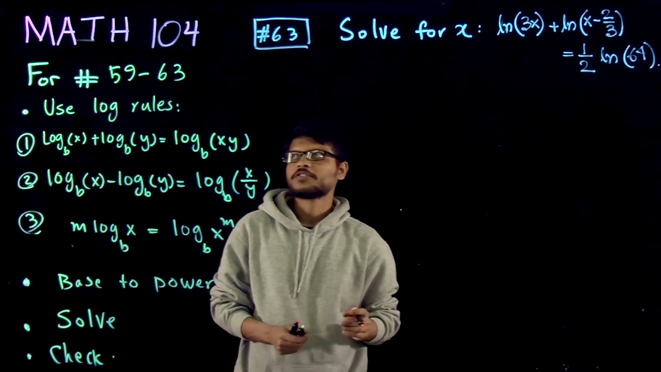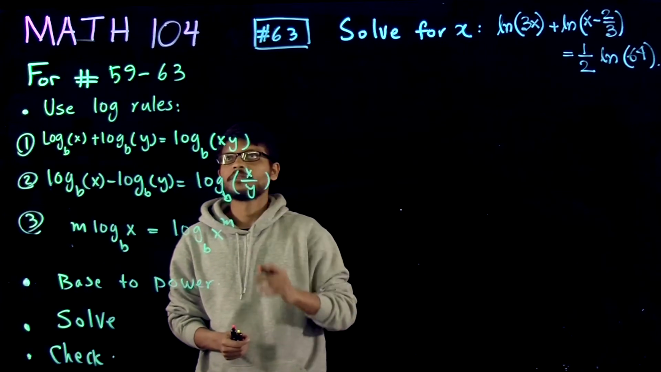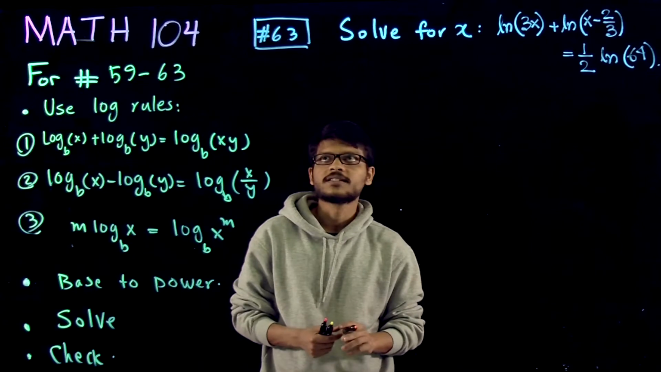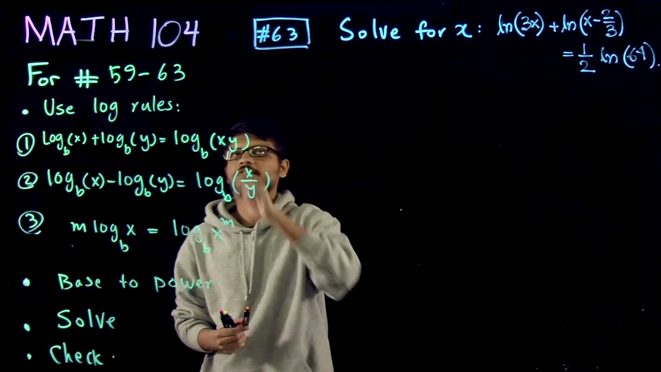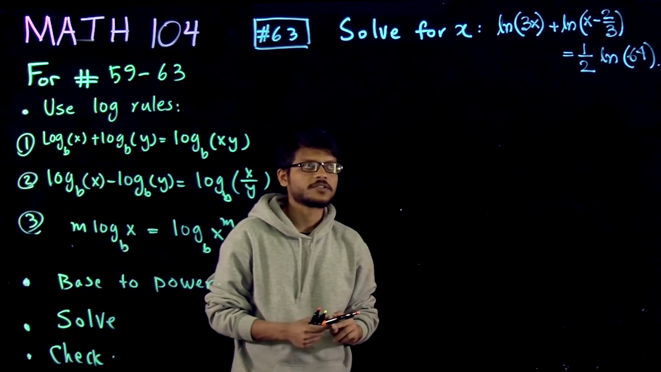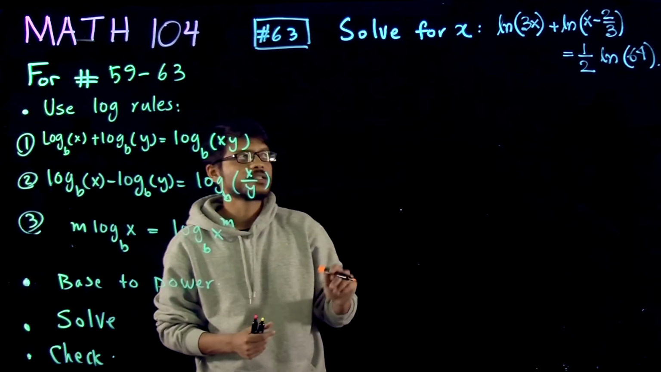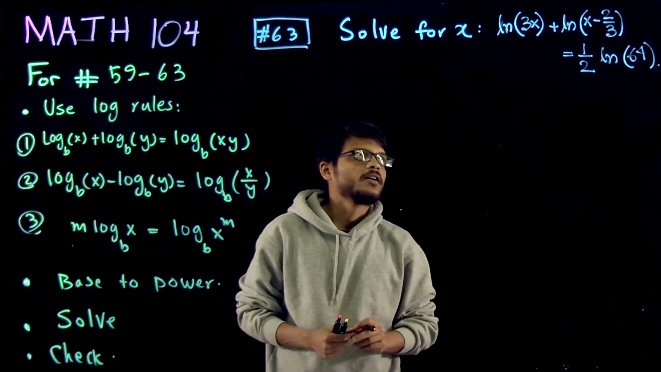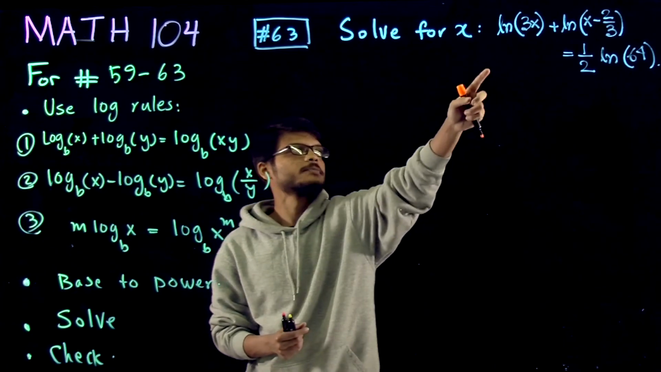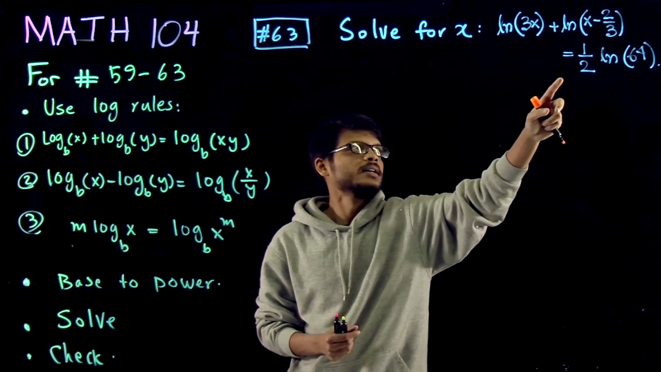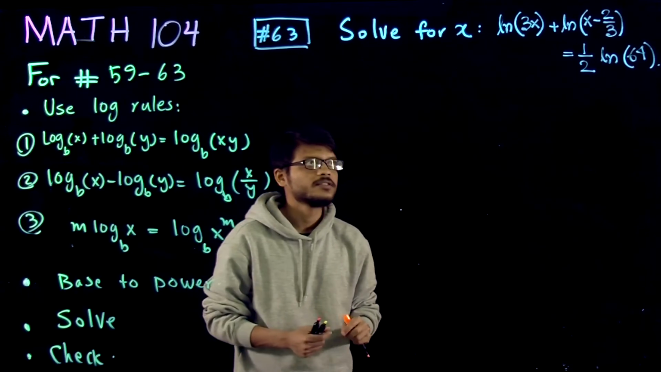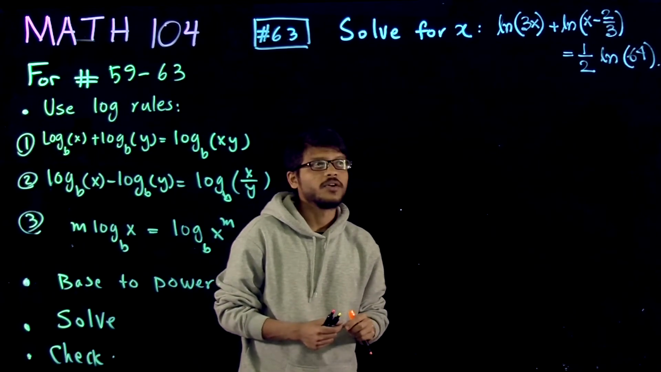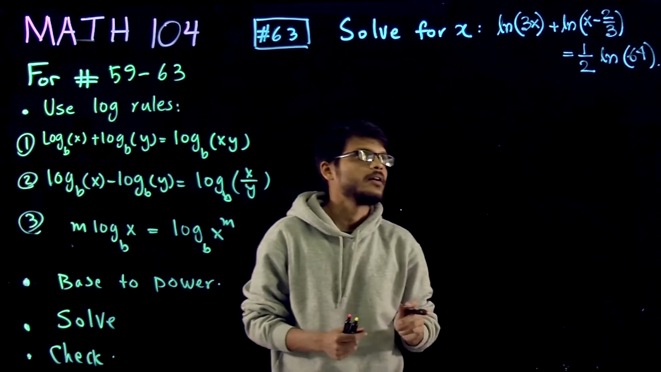Alright, so we are solving the gateway problems for Math 104. So this is problem number 63. This is the last problem from the problem set 59 to 63, and this one is based on the log rules, solving equations using log rules. Okay, so here we have ln 3x plus ln (x - 2/3) is equal to 1/2 ln 64, and we are interested in finding the value of x, okay?